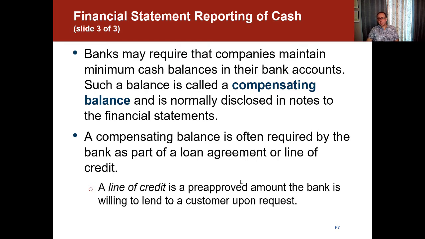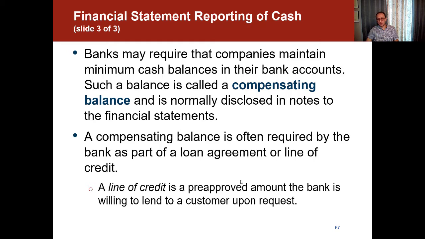Banks may require that companies maintain a minimum cash balance in their bank accounts. In this case, we call that a compensating balance. So banks sometimes say you need to have a minimum balance of, let's say, $10,000. Anything below $10,000 is either not acceptable or we're going to start charging you some fees for that. So we have to maintain $10,000 as a minimum in our account. In this case, we call that a compensating balance, and it's normally disclosed in the notes to the financial statements.